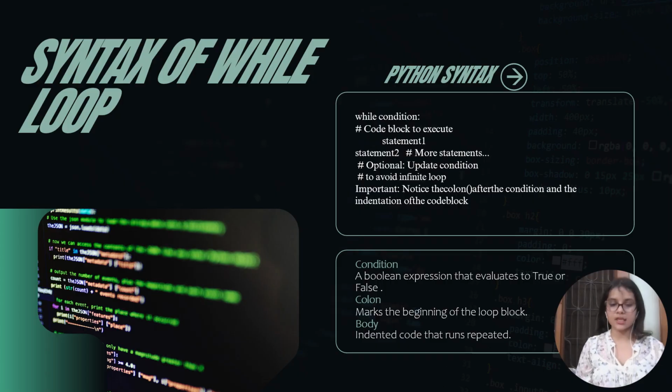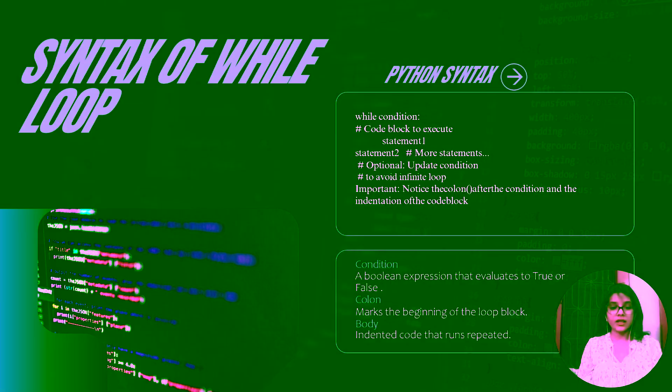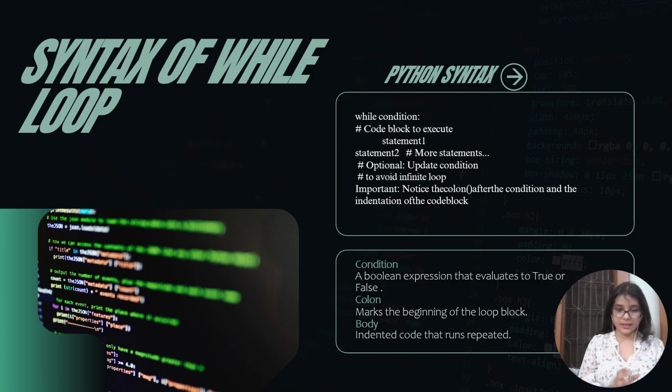Then comes the syntax of while loop. The syntax of while loop is straightforward. We write while followed by a condition and then a colon, as I mentioned before. All the code inside must be indented. This tells Python it belongs to the loop body. Now indentation is nothing but a 4 bar space. Two things are critical, the colon and the indentation. Missing either will give you an error.